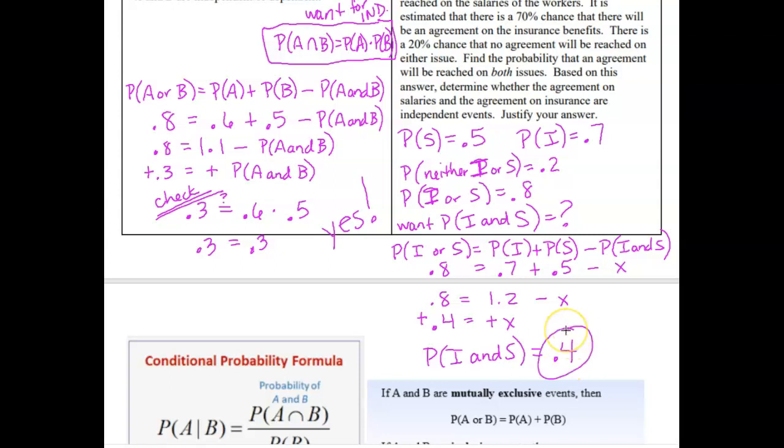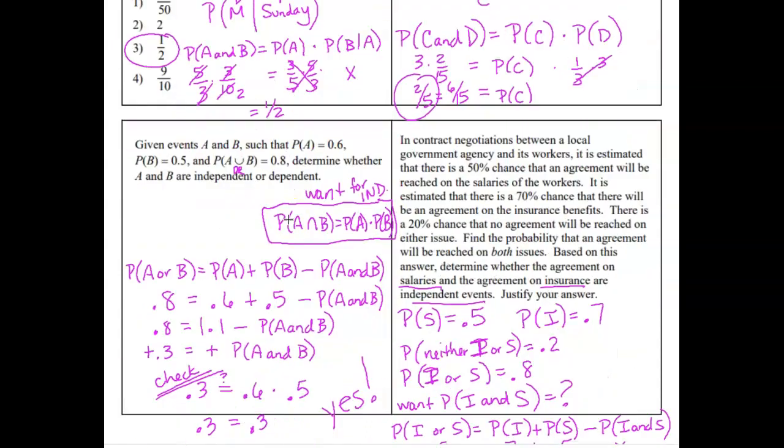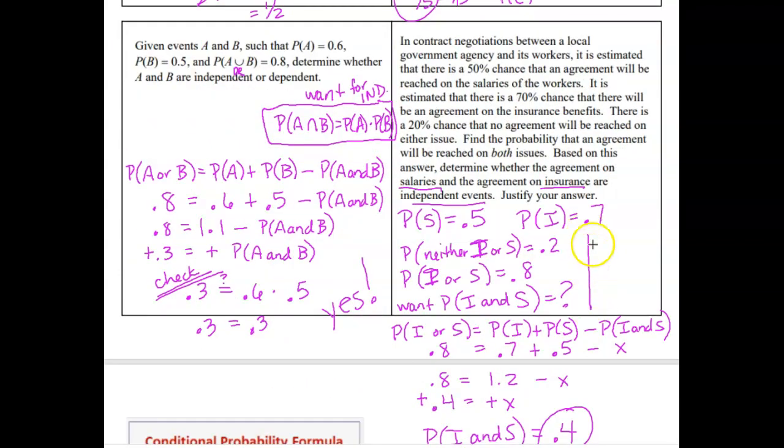Okay. Now the second part is they just want to know if the agreement on salaries and the agreement on insurance, is that independent? So remember, for independent events, that was this. So P of A and B, does that equal when we multiply them separately? So let's check. So I'll just go ahead and do this. Independence test. So probability of I and S is 0.4. Is that equal to the probability of I times the probability of S?